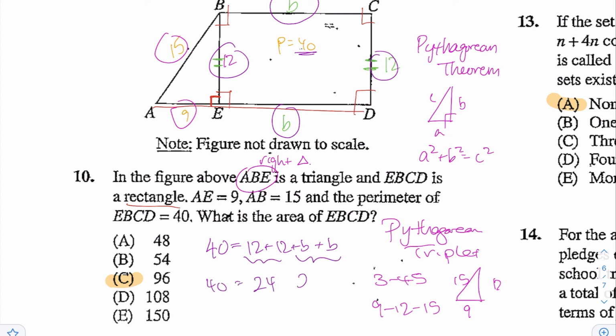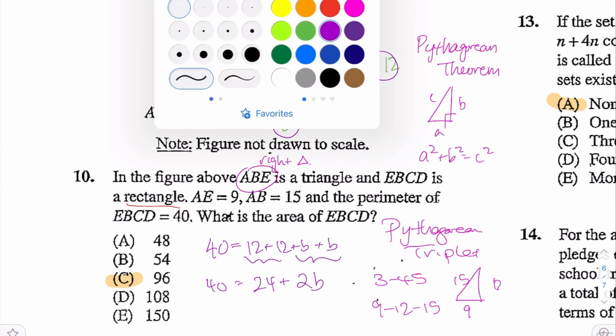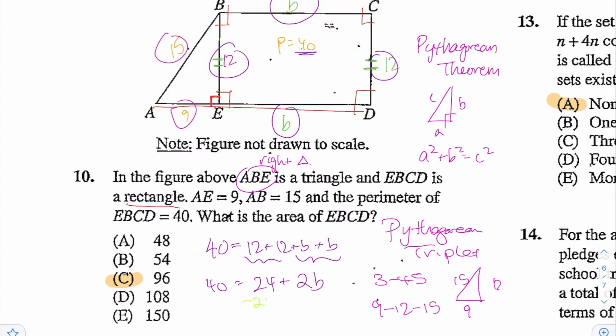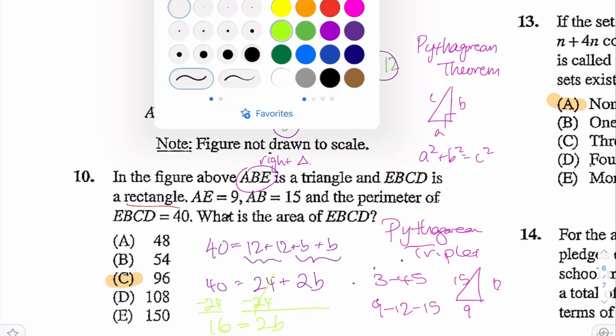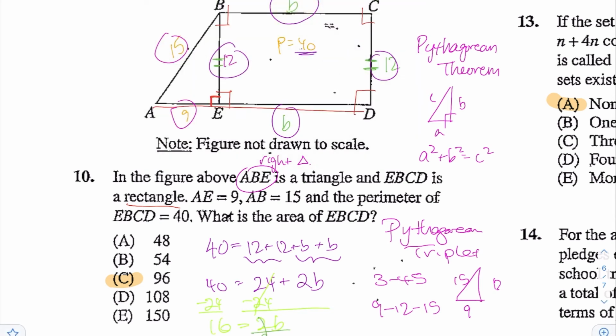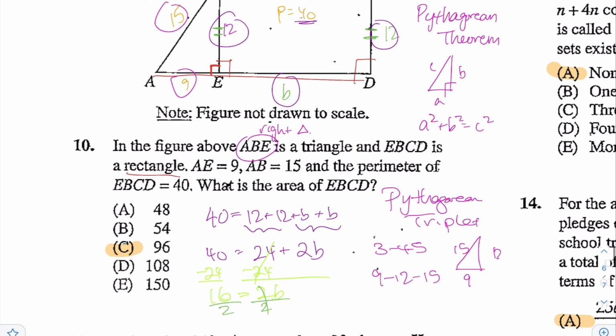And B plus B is equal to 2B. So to solve this equation, you subtract 24 on both sides. You get that 16 is equal to 2B. Then you have to divide by 2 to get rid of the coefficient. And that'll give you B is equal to 16 over 2, or 8.